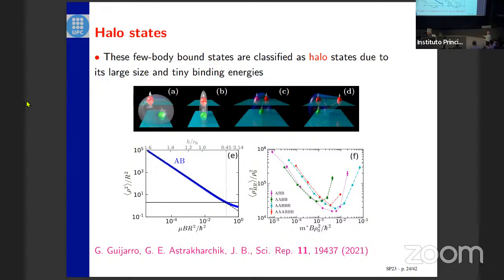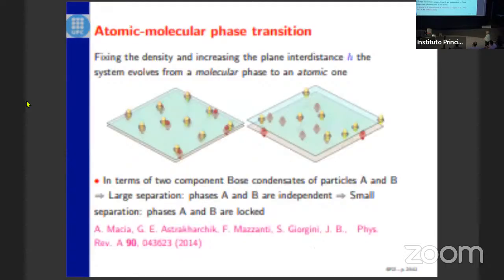Well, this is the way in which the halo states are found. So you plot the energy and here the size. So there is a scaling law. And if these curves are above 2, which is this limit here, it is assumed that they are halo states. In all cases, you can see that they are halo states.